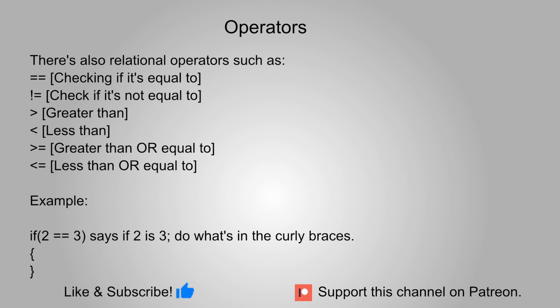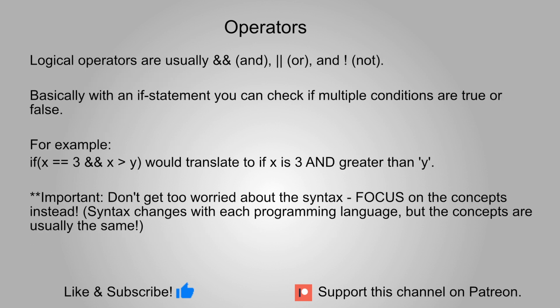Logical operators are and, or, and not. Basically, with if statements or ternary operators, it would be checking if multiple conditions are true or false. For example, if x is 3 and x is greater than y, would translate to if x is 3 and it's greater than whatever y is. I don't want you to be too worried about the syntax, but rather the concepts themselves. The syntax can always be looked up. I want to make sure you understand the concepts.